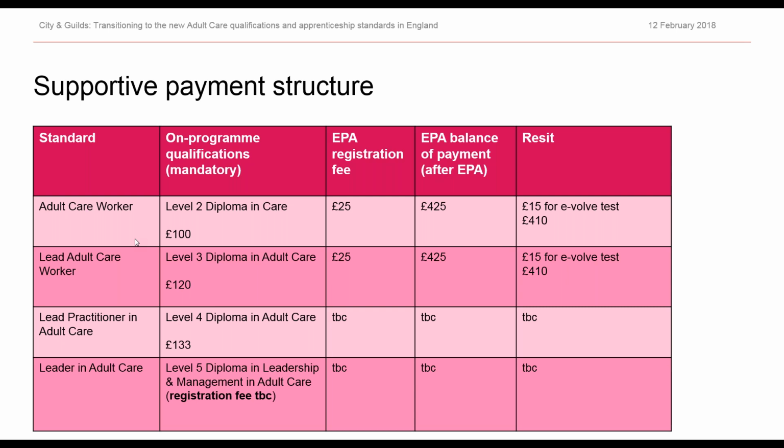So we do have a registration fee of £25, and for levels 2 and 3, the remainder will be £425. The resit charges are there, £15 for an Evolve test and £410 for the professional discussion. The levels 4 and 5 standards obviously need to be confirmed.